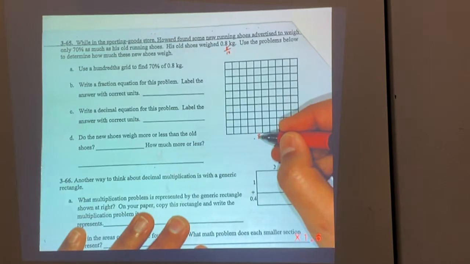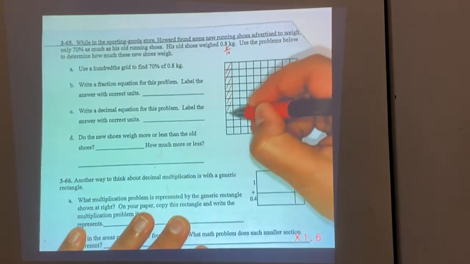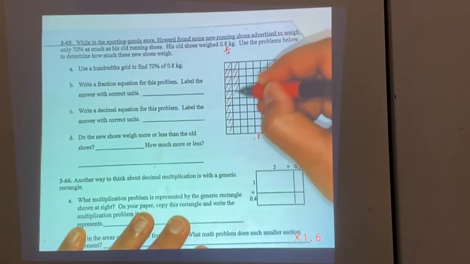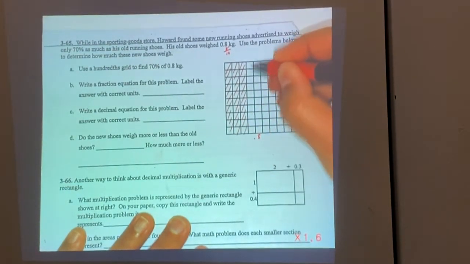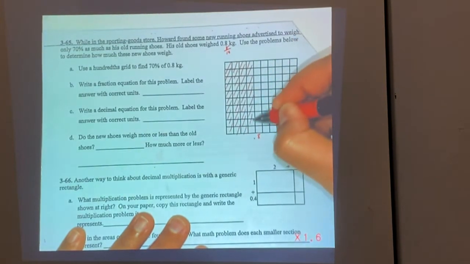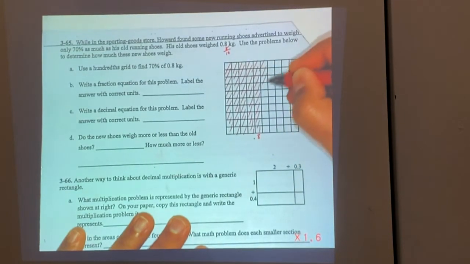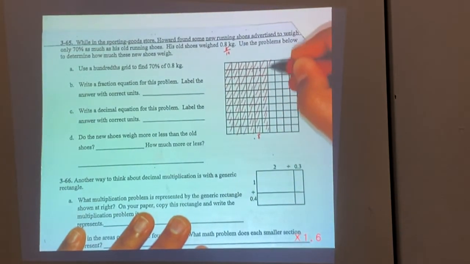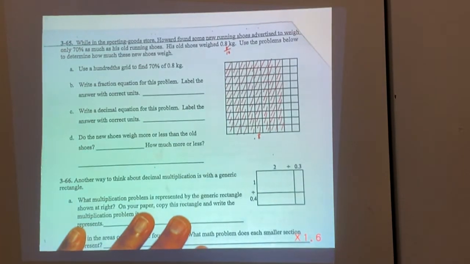So I'm going to go this way. So here's 1/10, 2/10, 3/10, 4/10, 5/10, 6/10, 7/10, 8/10. Okay, so then the shoes are 70%.